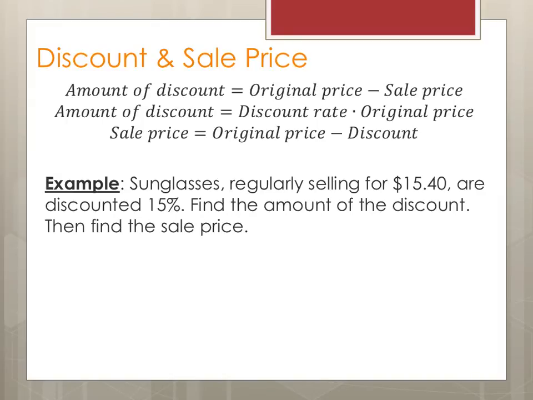So to find the discount, we'll use our formula up here. Because we're given the original price and a discount rate, the discount is going to equal the discount rate of 15% as a decimal, 0.15, times the original price, $15.40. Okay, we multiply those two numbers, 0.15 times $15.40, and we get $2.31. So that's our discount.